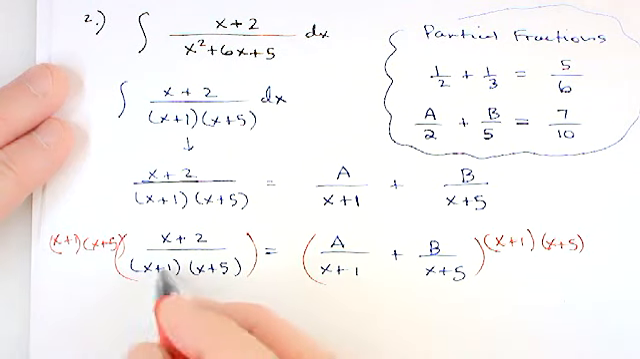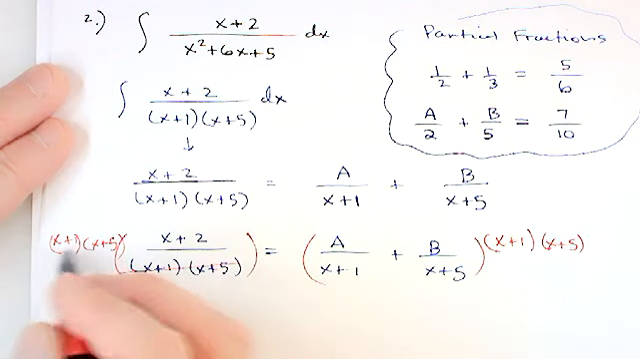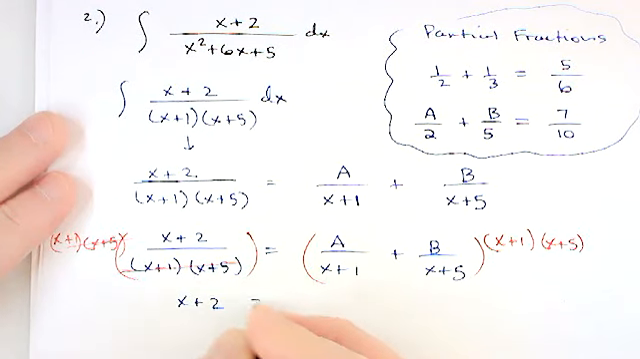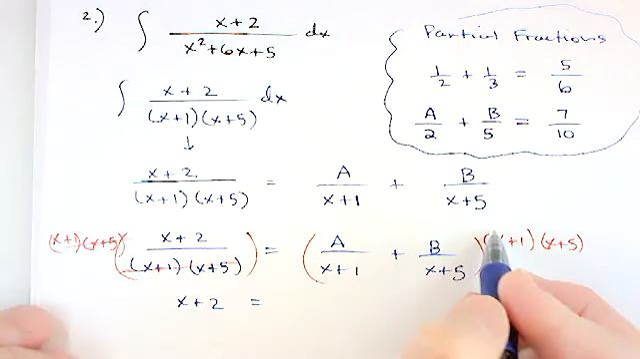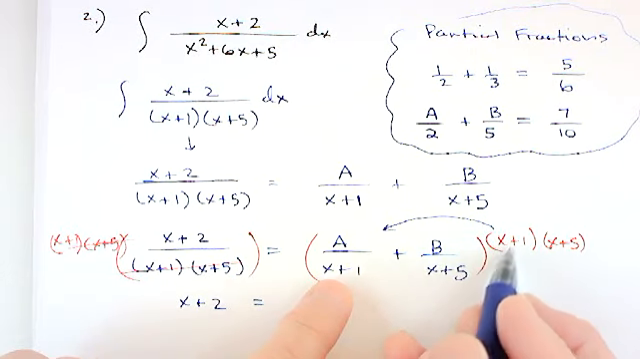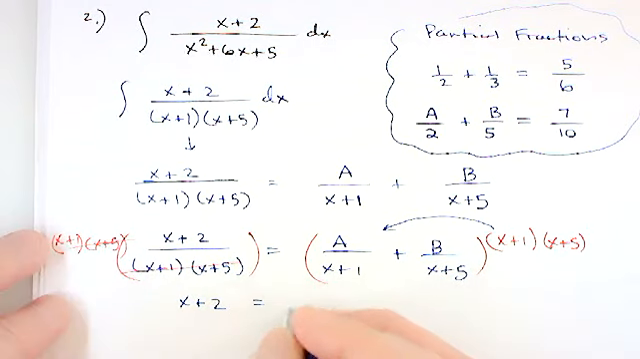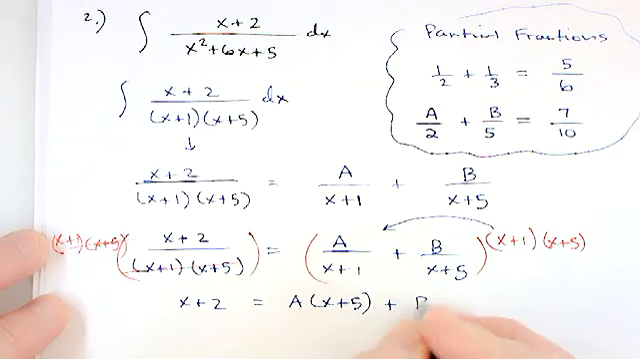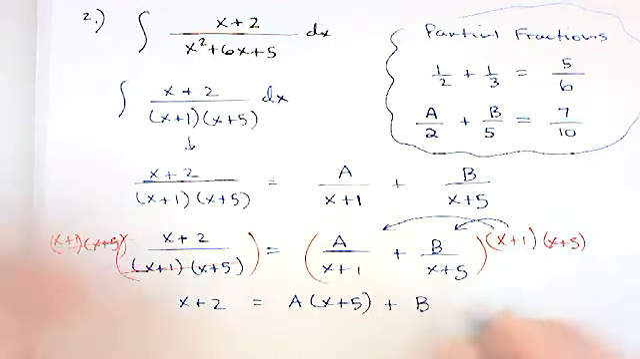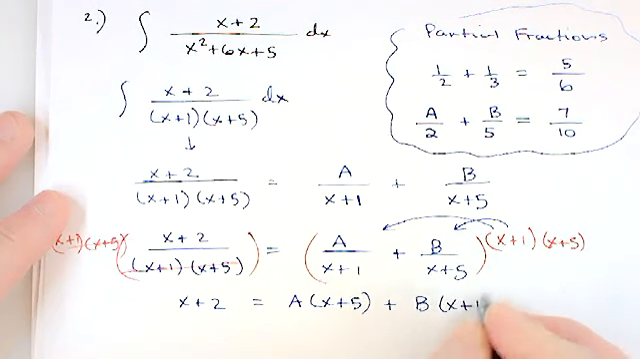On the left side, that cancels out, and I'm just left with x plus 2. On the right side, if you distributed this to the first fraction, you'll see that the x plus 1s would have canceled, because you have one in the numerator, one in the denominator. So we would have had a times x plus 5. And for the second fraction, the x plus 5s would have canceled, and I would have had b times x plus 1.